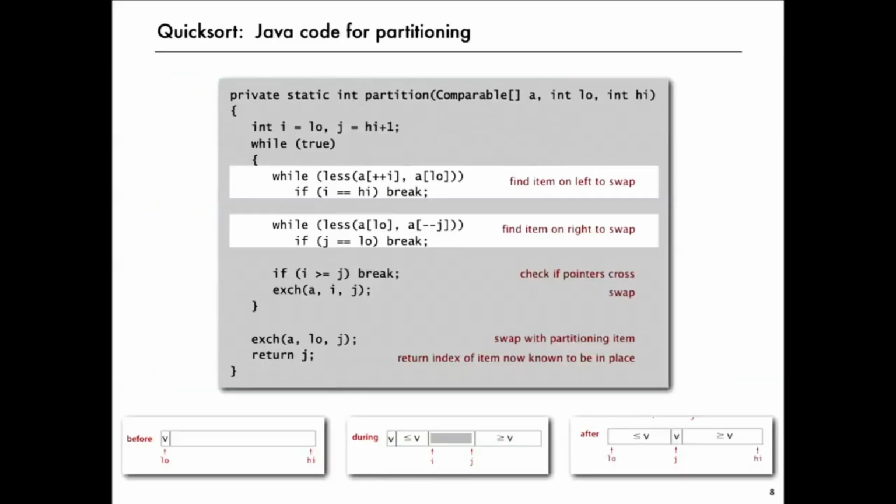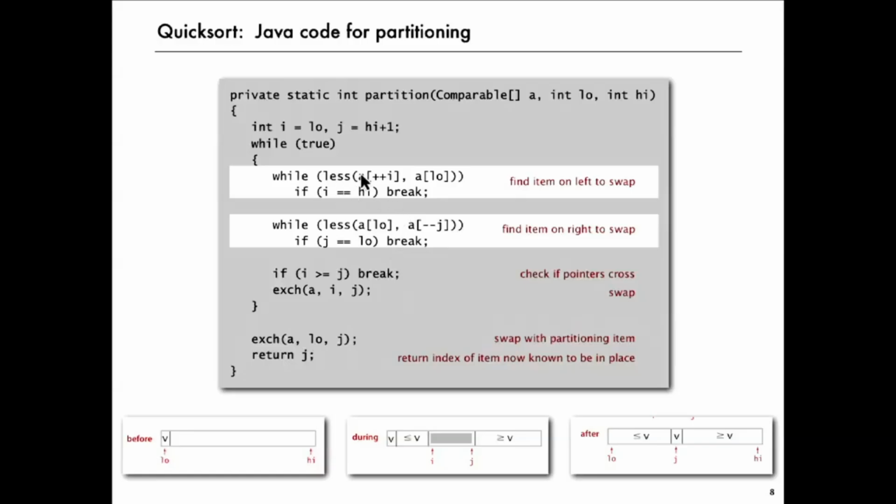Now the code for partitioning is straightforward to implement. Down below shows the state of the array before partitioning, during, and after partitioning. So in the end, the j pointer is pointing to the partitioning element v, which was in position v in the first place. All during the partitioning process, the code is maintaining this invariant where everything to the left of i is less than or equal to v, everything to the right of j is greater or equal to v, and we haven't looked at things in between.